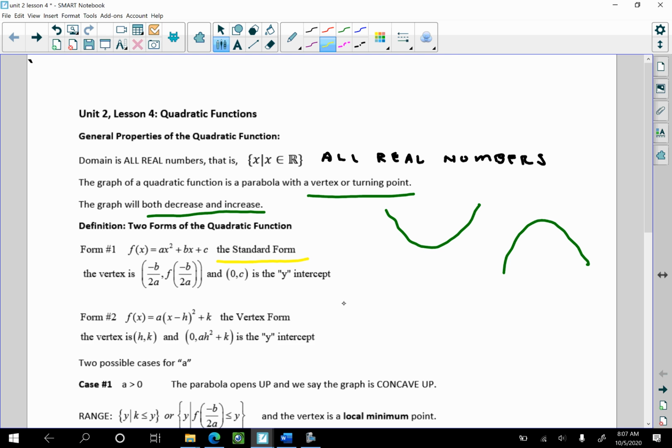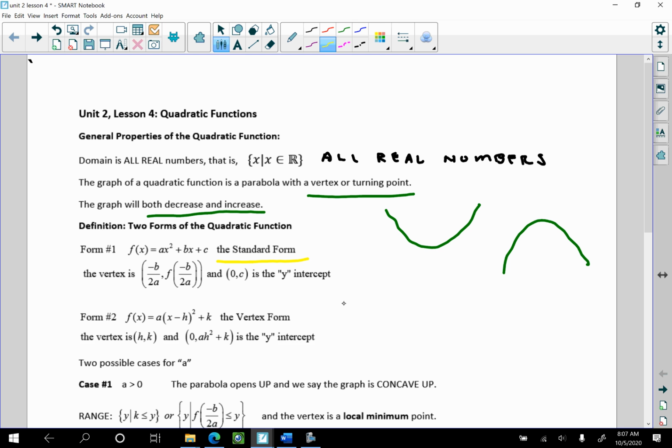First thing you have to do if you're finding the vertex of a quadratic function that's given in standard form, you've got to pull out the a, the b, and the c. And we did that as well when we learned how to do the quadratic formula last year in Algebra 2, which most of you should have experienced.